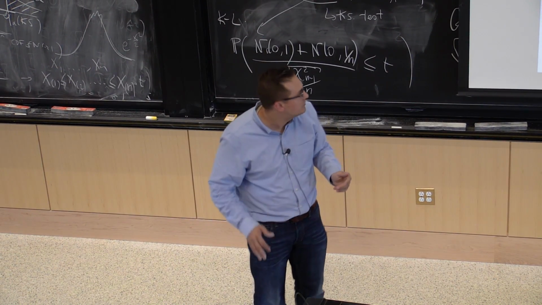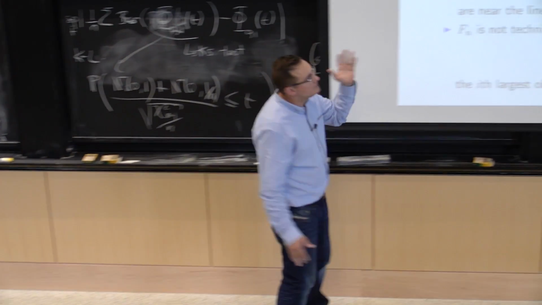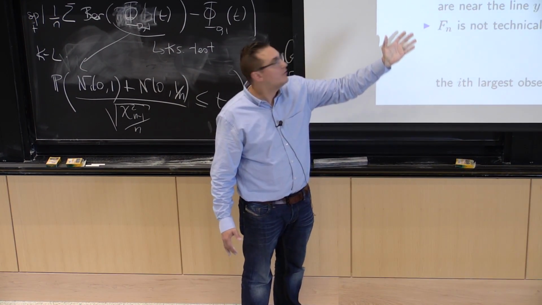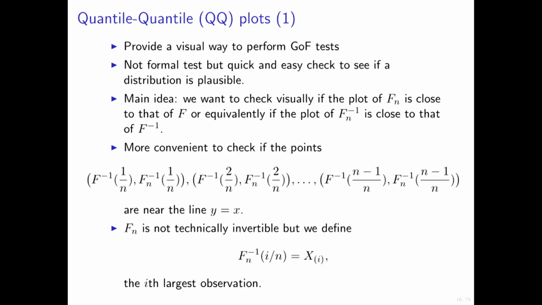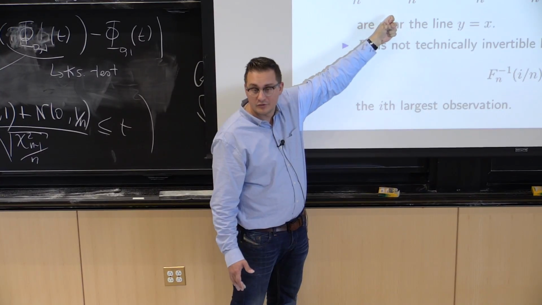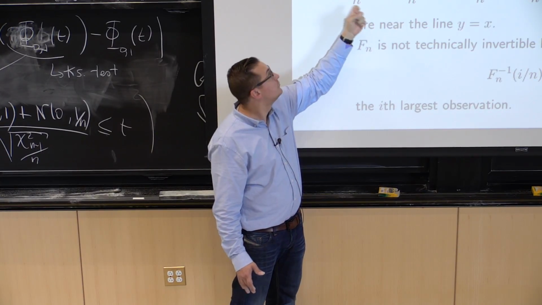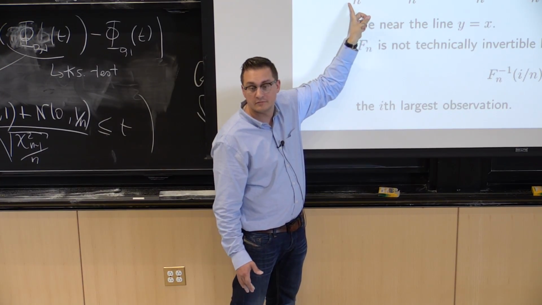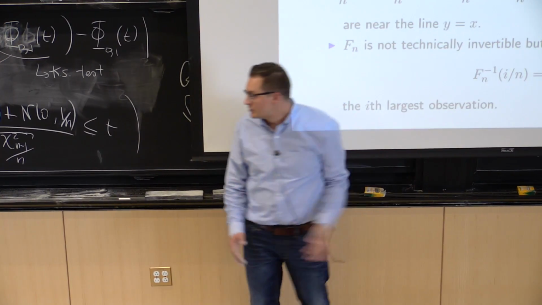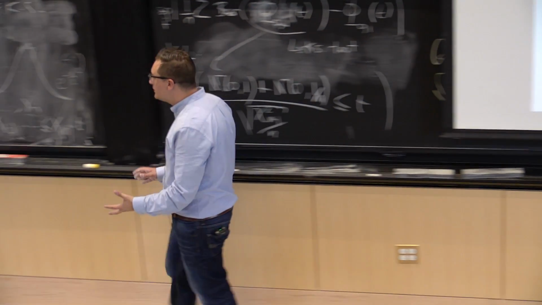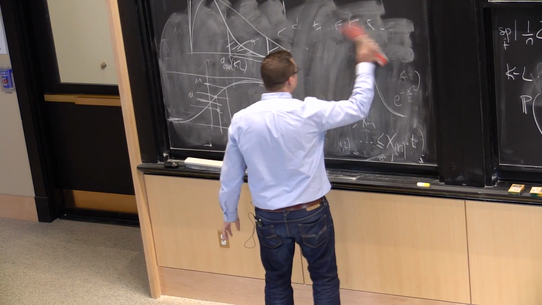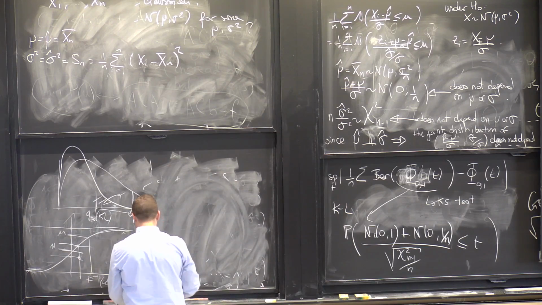So what do we want to see here? What should happen if all my points actually come from f, from a distribution that has CDF f? What should I see? Well, since Fn should be close to f, Fn inverse should be close to f inverse, which means that this point should be close to that point. This point should be close to that point. So ideally, if I actually pick the right f, I should see a plot that looks like this.